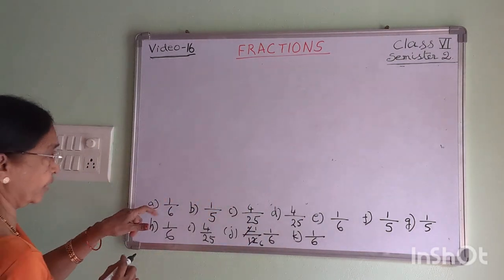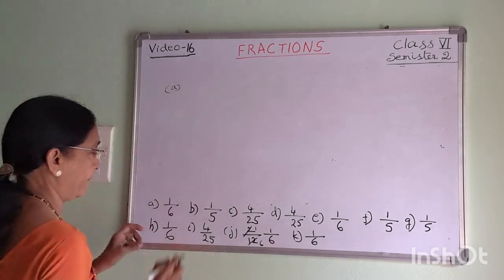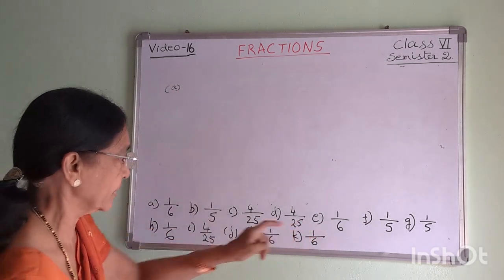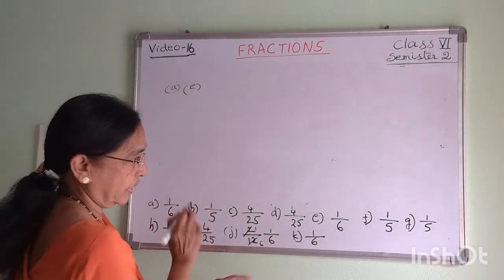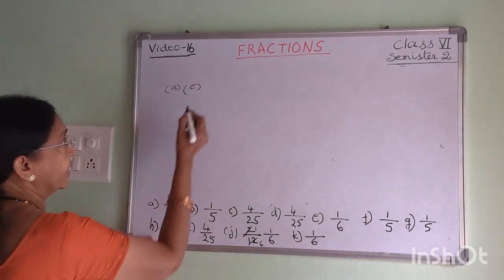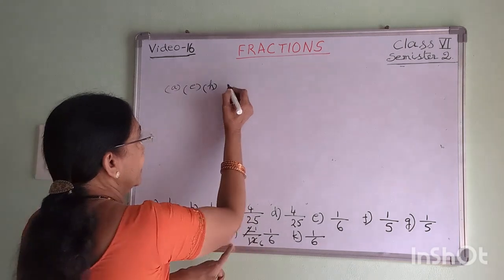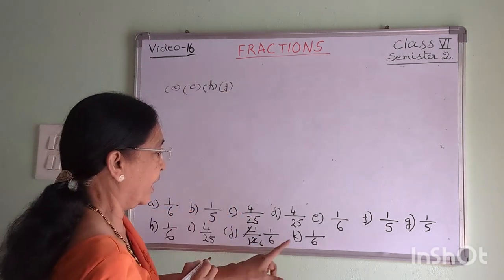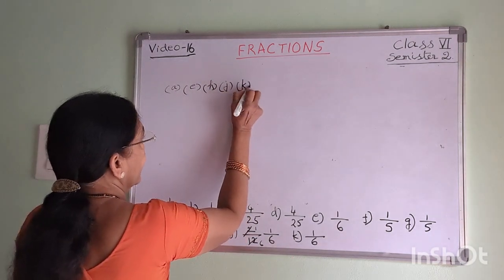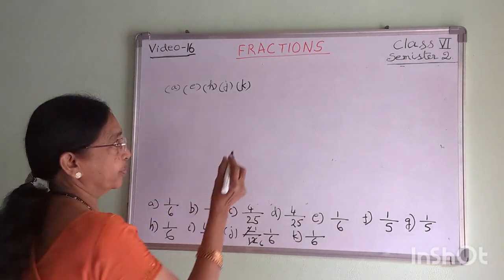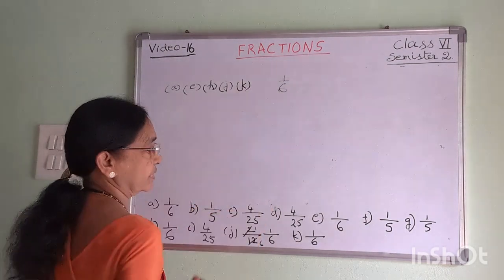So first, A, 1 by 6. Again 1 by 6: E. Again 1 by 6: H. Again 1 by 6: J. And K. These 5 are one group. They are equal to 1 by 6.